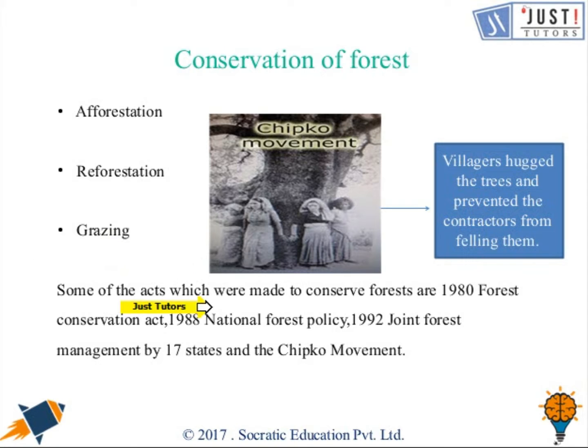Some of the acts which were made to conserve forests are 1980 Forest Conservation Act, 1988 National Forest Policy, 1992 Joint Forest Management by 17 states, and the Chipko movement. The Chipko movement began in the early 1970s from a small village Reni in Garhwal district. The women of the village began hugging trees to prevent the cutting of trees by the contractors. This movement later spread to other parts of India. It had been instrumental in stopping deforestation to a large extent.